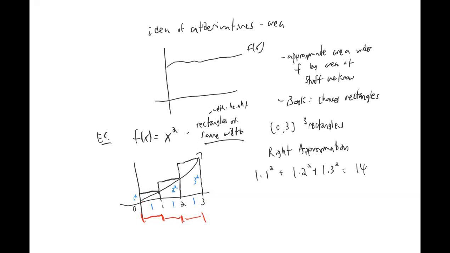Everyone follow? For this example, is this an over approximation or an under approximation of the area under the curve? Yeah, over. You're overestimating. These are the overestimates, the thing in green. Okay, so let's practice left approximation.